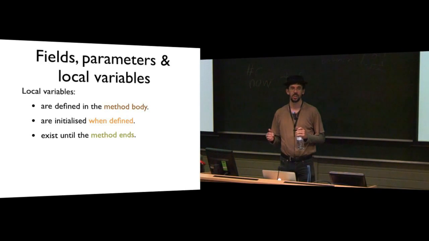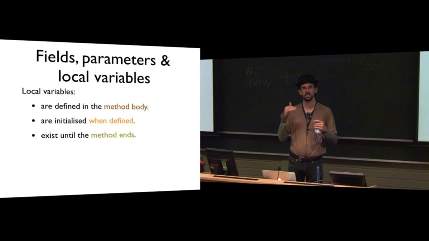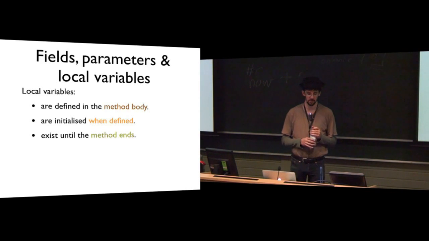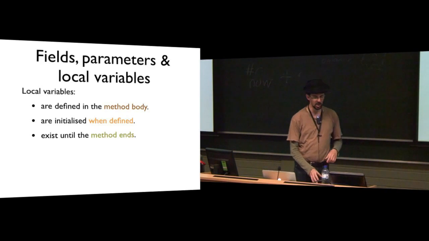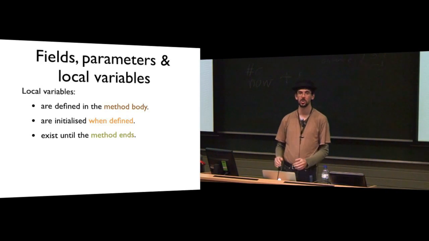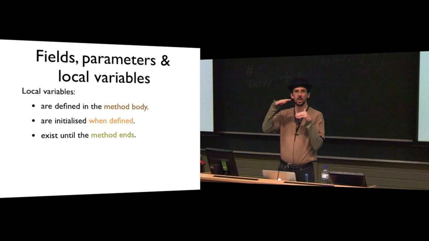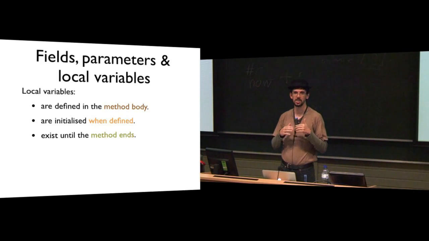Local variables are defined in a method body, so they're actually inside the method with the code of the method. They're initialized when they are defined, and you must initialize them when you create them, and they exist until the method ends. So like a parameter, that variable only exists until the method ends. In fact, local variables can be one step even more local than that. Local variables can exist only within a block, and we'll get to see what that means in a second. But local variables can exist within just one subpart of a method if you want.